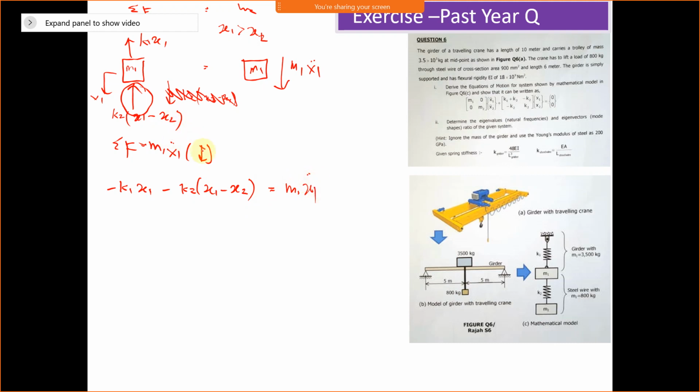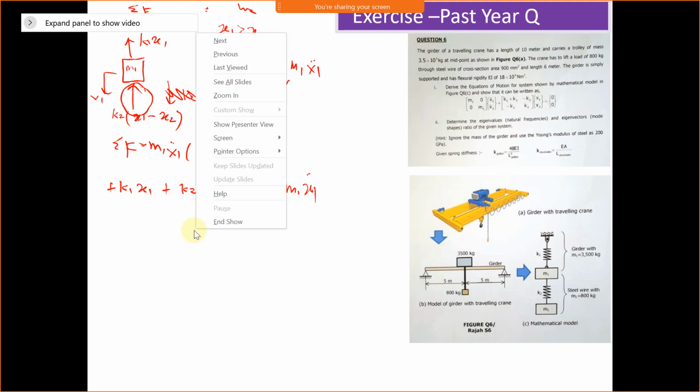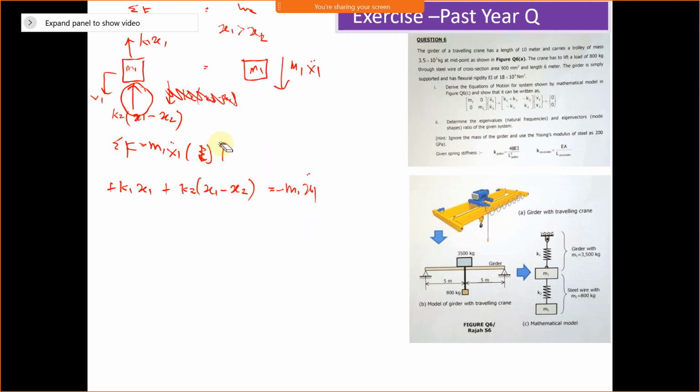Ataupun kalau nak assume dekat atas pun tak ada masalah. Kalau you assume dekat atas, maksudnya dekat sini positif, dekat sini positif, and this one must be negatif. Tu je. Should be no problem lah. Dia akan dapat jawapan sama juga. Okay, but for this case we assume that direction is moving downward. Kita follow direction yang kita assume lah. Okay, so this one is negative.